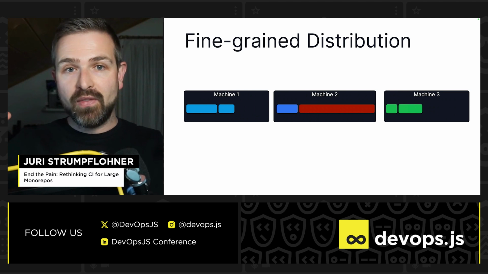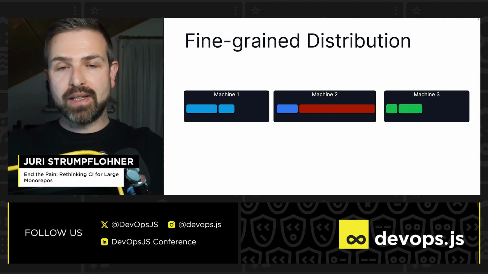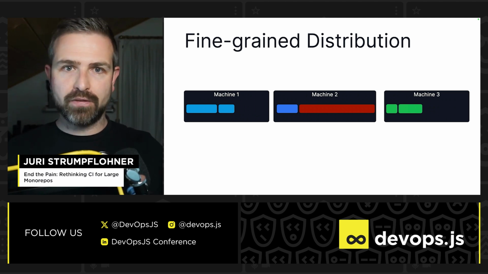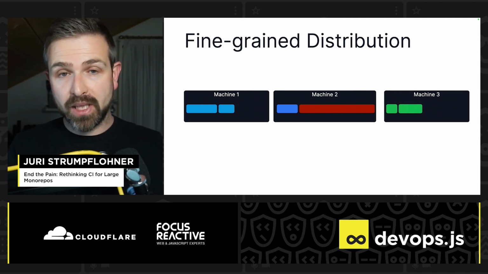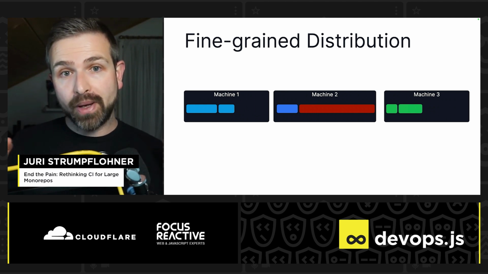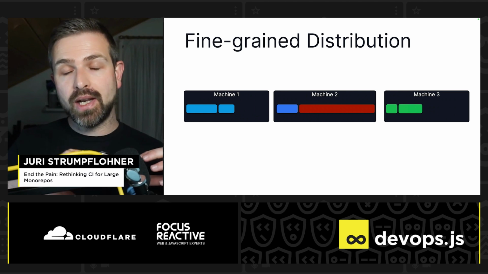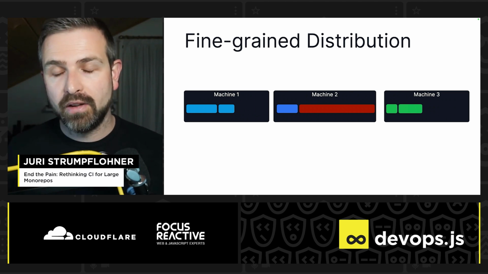Because very often what happens is you have those gigantic Playwright or Cypress tests that run for a given application. And they're really hard to split up because it's just one big block. And they occupy an entire machine, which can then lead to the whole distribution not being efficient.